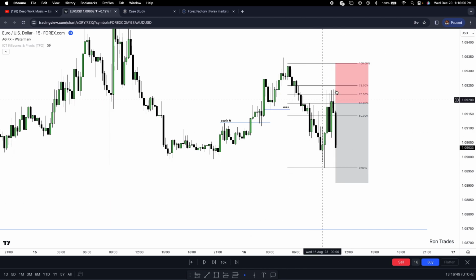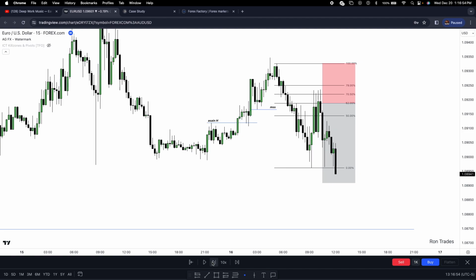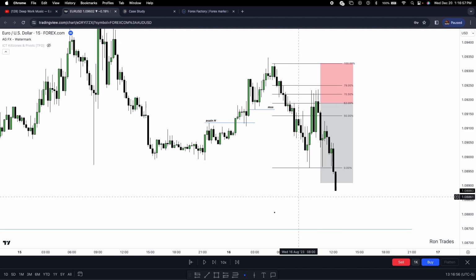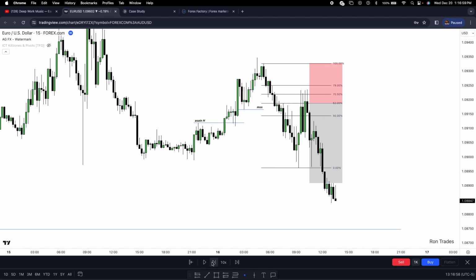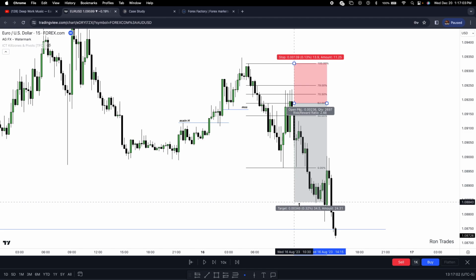As you can see, price goes up to the 70.50. That's cool. And 1 to 2 delivered. And our draw on liquidity gets filled also. So this trade went down for a 1 to 3 almost.